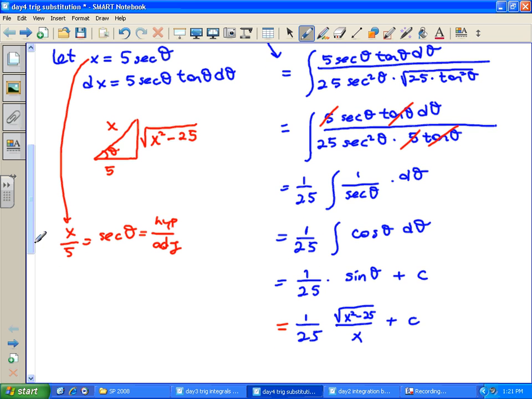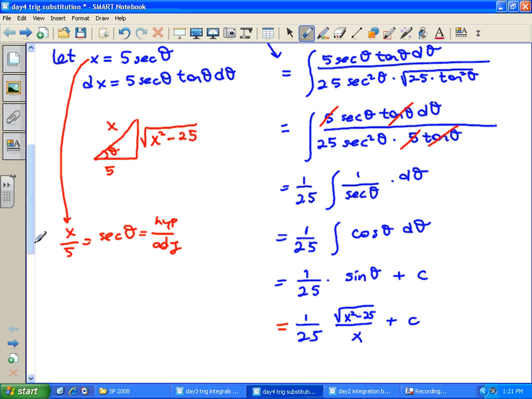Remember, the original question was a problem in terms of x's. There was no trig function in there. We brought in the trig functions. We simplified our expressions. At the end, we got rid of the trig function. So once again, the answer is an algebraic expression with no trigonometric functions at all.